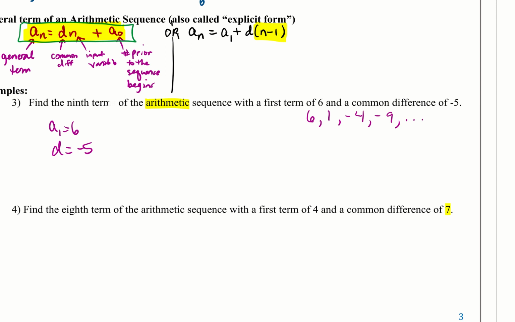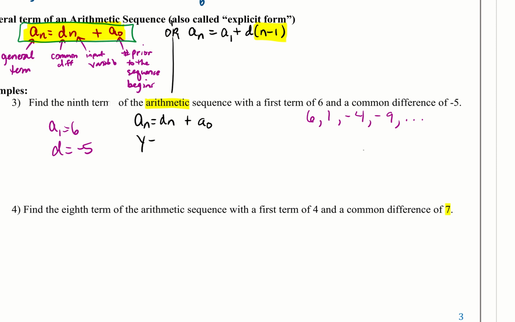So if I wanted to use the strategy that I tend to use, which is a sub n is equal to dn plus a sub 0, this is slope-intercept form. This is like y equals mx plus b. The y-intercept would be the term before we would start, and slope is the common difference. So you can use that if you want. You certainly don't have to. I'll show you both ways.